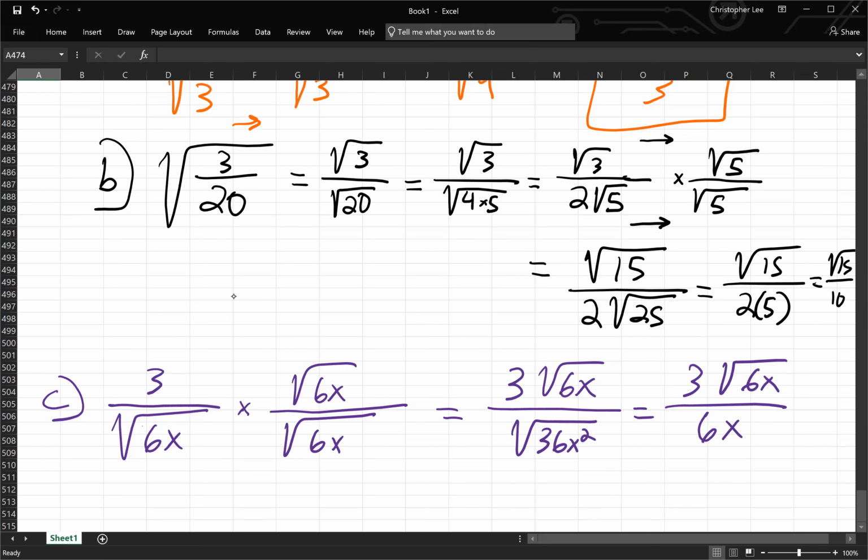We can reduce these numbers in front though, right? 3 goes into 3 once, 3 goes into 6, what, 2 times? So final answer here is actually square root 6x over 2x. And that's it.